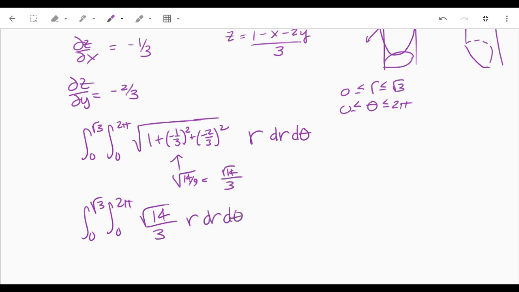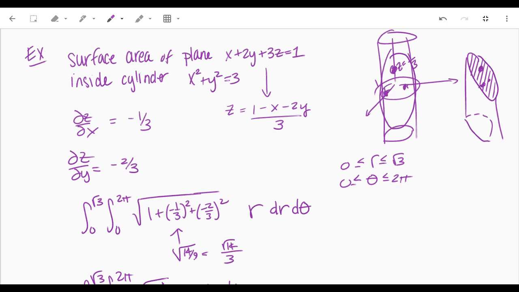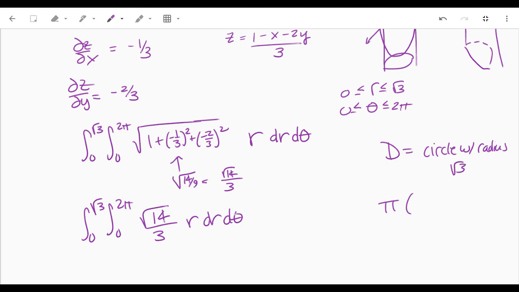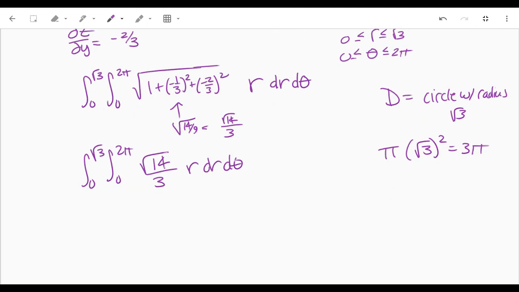And I can go through and do that. I can also kind of cheat like I did in the last one, right? I know that that is a circle with a radius of the square root of 3. So D is a circle with radius square root of 3. The area of D is just pi times r squared, so 3 pi. So I don't even need to do that integral. I know it's going to give me 3 pi. So I can just do square root of 14 over 3 times 3 pi.